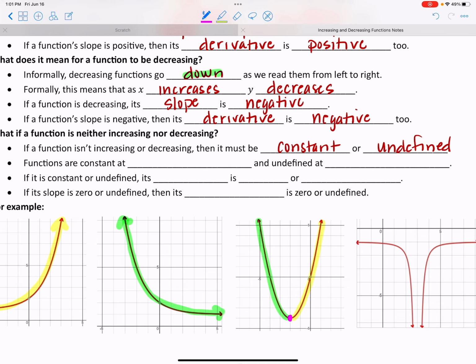But here we would have a horizontal tangent line, right? We would have a slope of 0. We would be constant there. So if our graph is constant, again, we're not increasing or decreasing, and that could happen at a turning point. So graphs or functions are going to be constant at turning points.